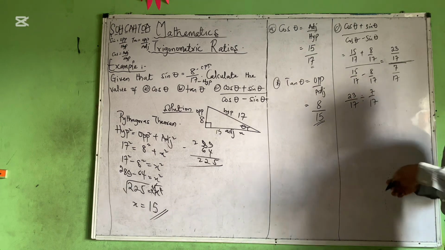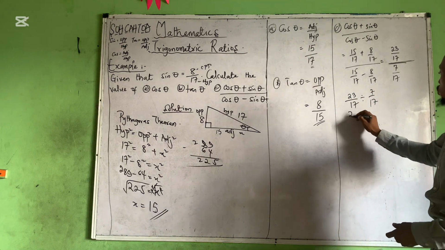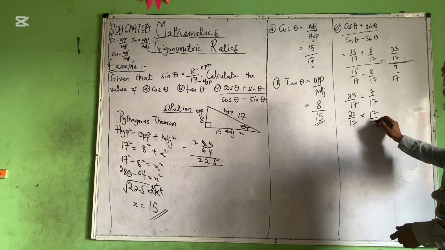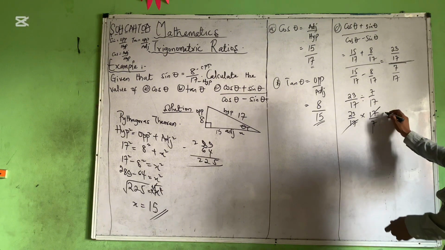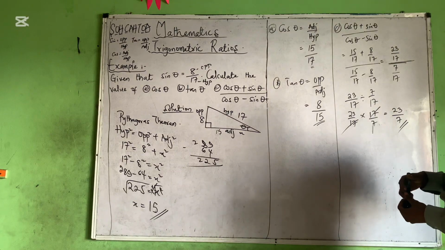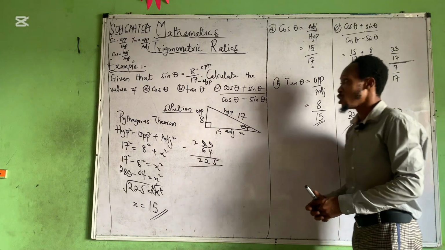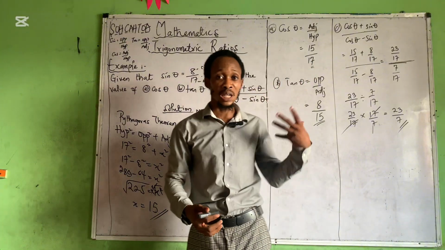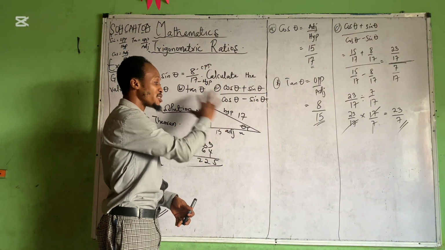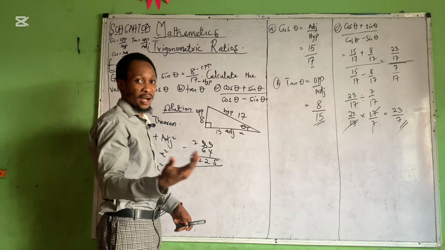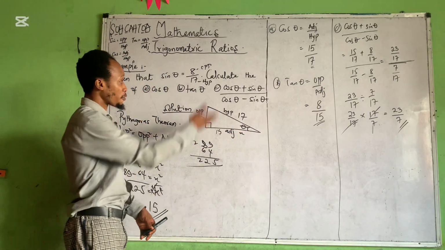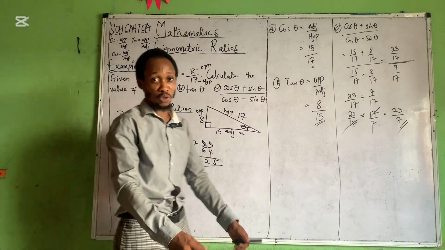Your division will change to times. So 23 over 17 times 17 over 7. The 17s cancel, and we have 23 over 7. You can also change it to a mixed fraction. So that's it about that. If you are given more questions on this, you just use the same approach. The first thing is to represent it in your triangle, then get all your sides. To get the remaining side, use your Pythagoras theorem. Then from there, you start solving the question given to you.